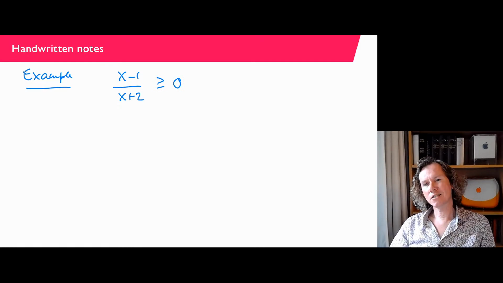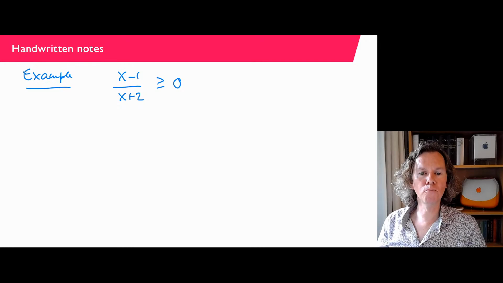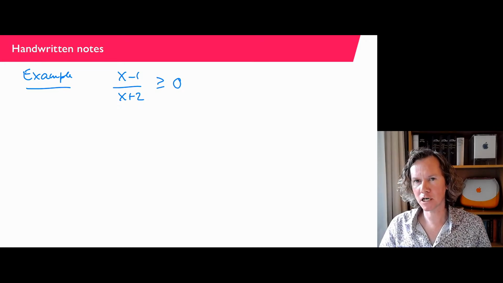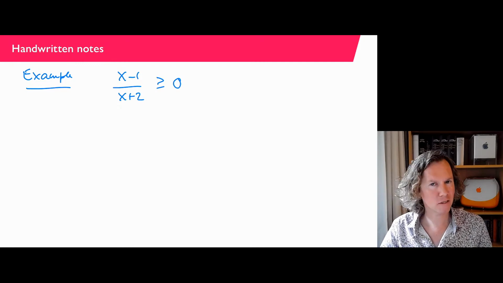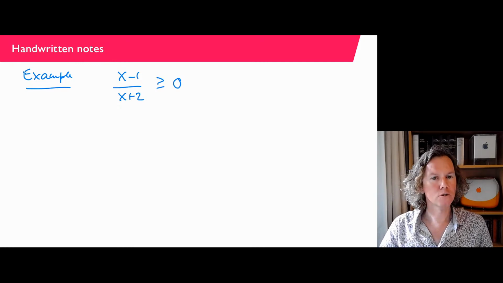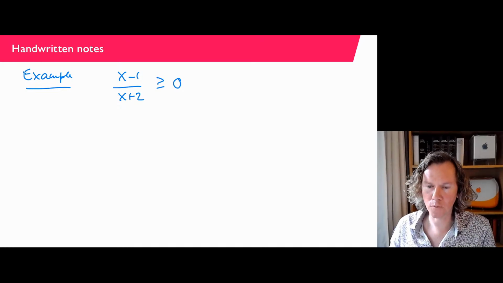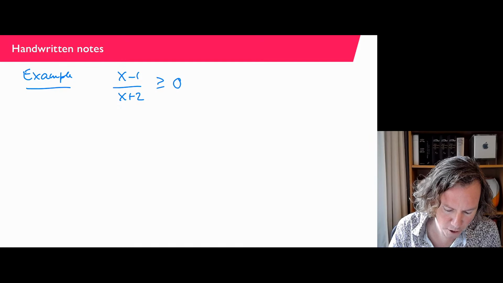So this is a bit different from what we've been covering so far. Because, well, if I would like to multiply this thing with x plus 2, I don't know whether x plus 2 is positive or negative, so that's not going to work. So the idea that you should have for these types of inequalities is that you should make a sign chart. So what is a sign chart?